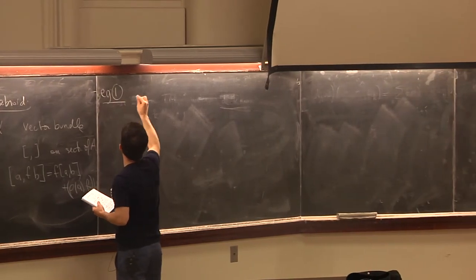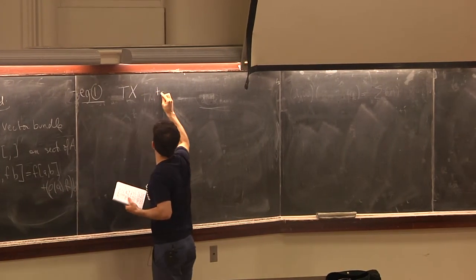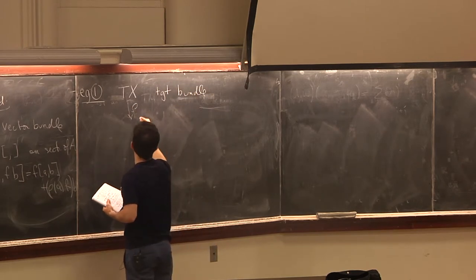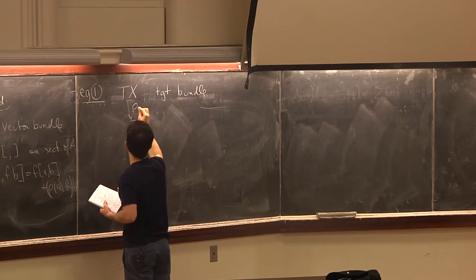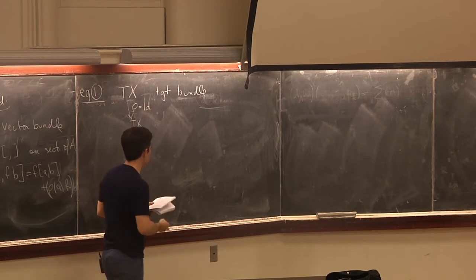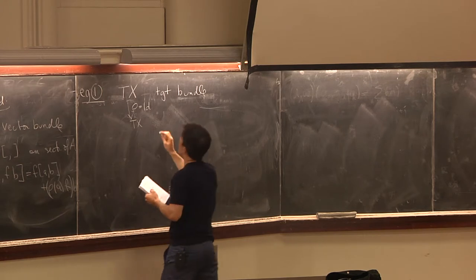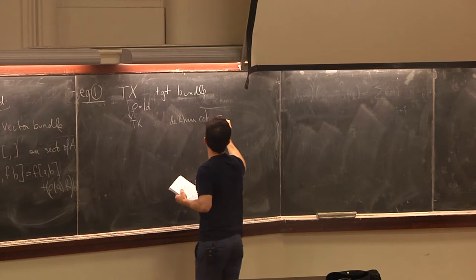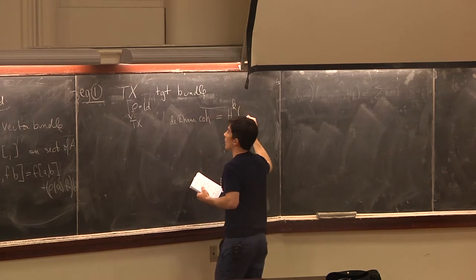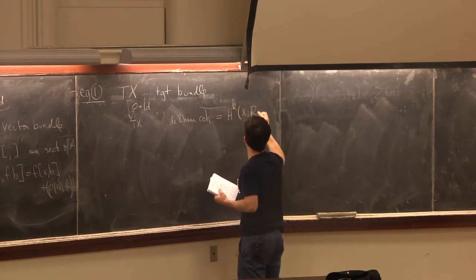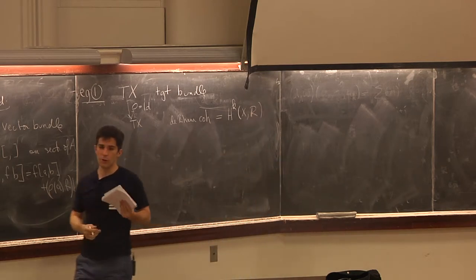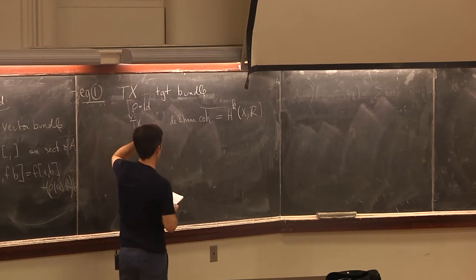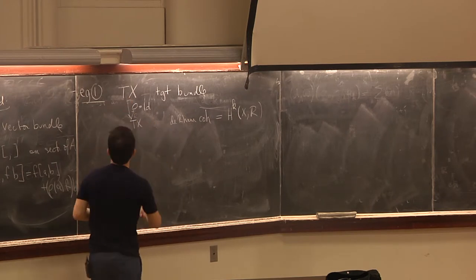Okay, so the first example is the tangent bundle itself, where we take the anchor map to be the identity map. And then the de Rham cohomology is equal to the usual cohomology with coefficients in R or C, depending on whether you take this to be a complex bundle or a real bundle. So we have that.